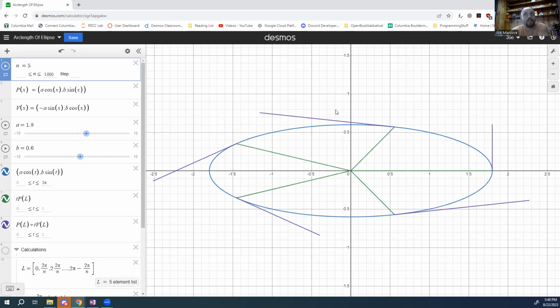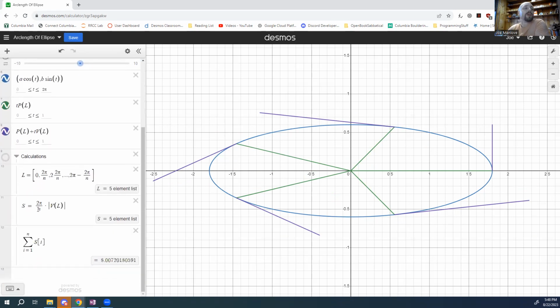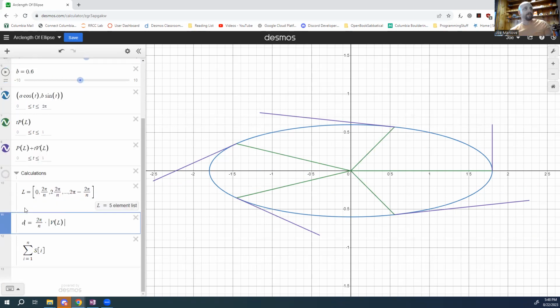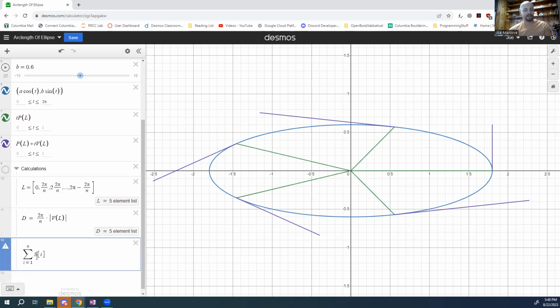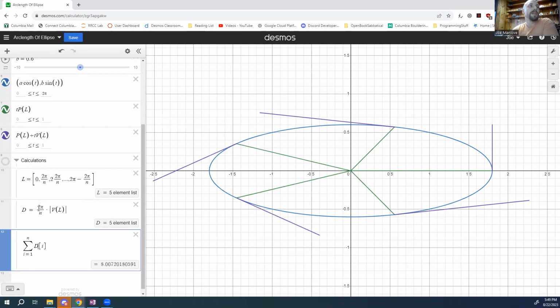So those are our velocity vectors, and the lengths of them are the speed. Down here in our calculation, I'm saying S. S is a distance. Let's call it capital D because it's a list of distances. Each element of this list D is a little time, that's our 2 pi over n. That's how long we made each measurement last.